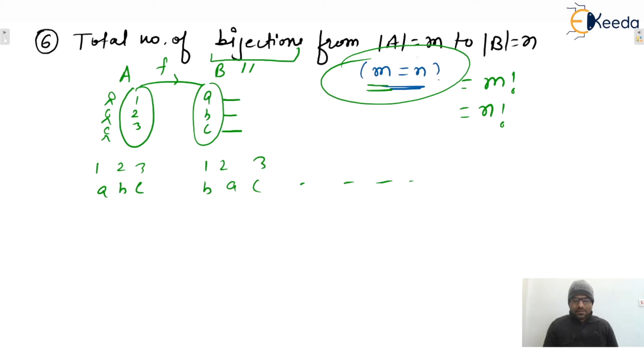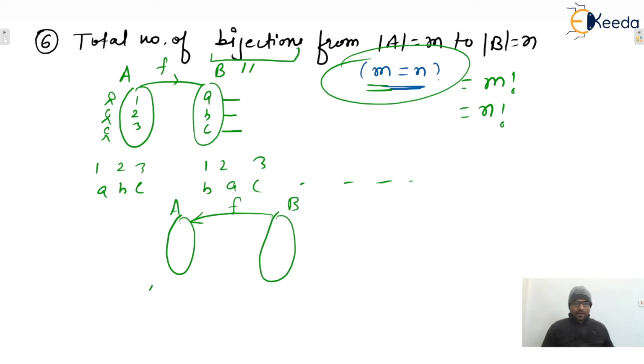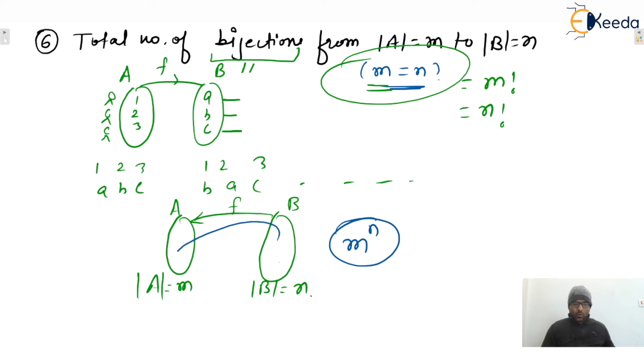So remember guys, be careful. Sometimes, let's say this is set A, this is set B, and the function is given from B to A, and the cardinality of A is M, and the cardinality of B is N. Now you only tell me, total number of functions will be how many? M raised to power N. Remember, if the function is B to A, then M raised to power N. If the function is A to B, then N raised to power M. Be careful, otherwise it is possible that you can make some mistakes. I hope this one is clear to everyone.